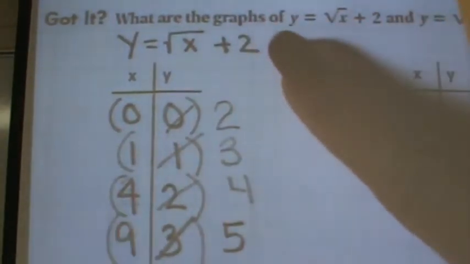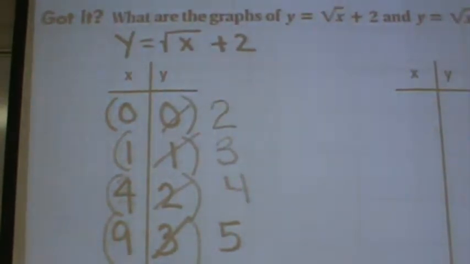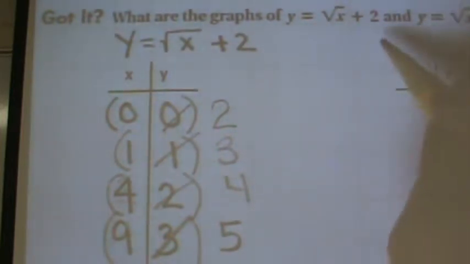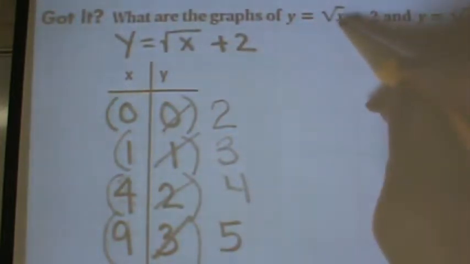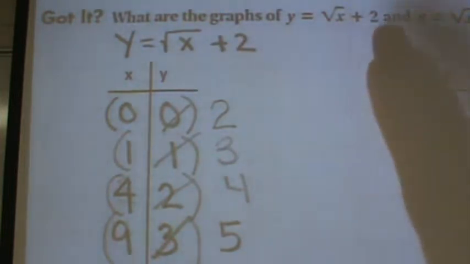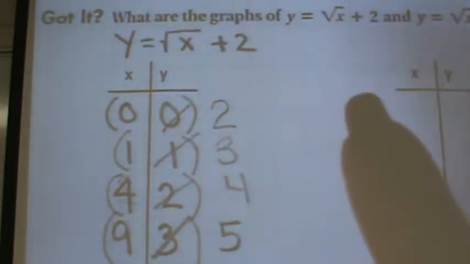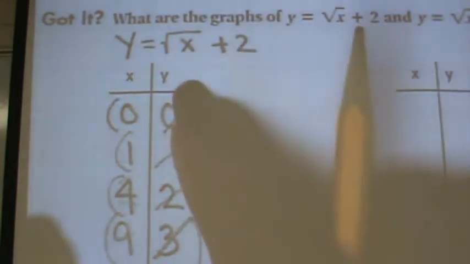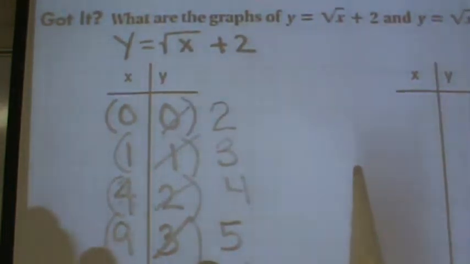Can you tell me what this 2 did? It took the y and added it by 2. Yep. It took the y value and added it by 2. Does everybody understand that? So, anytime you have a number outside of the radical, you are going to add or subtract that number from the parent function of the y values.